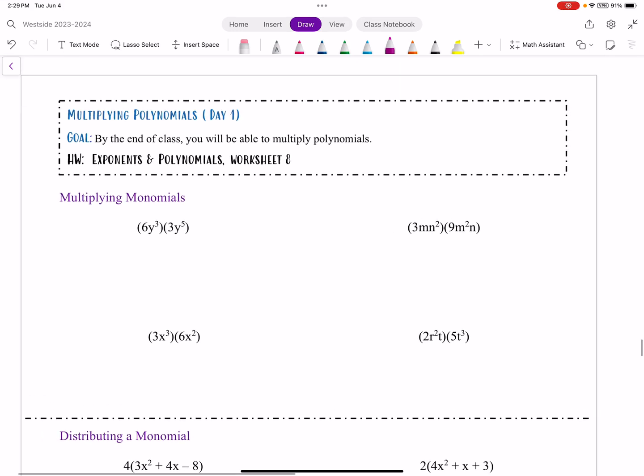Today we're going to go over multiplying polynomials day 1. Your goal by the end of the class will be to be able to multiply polynomials. Your homework is worksheet number 8.